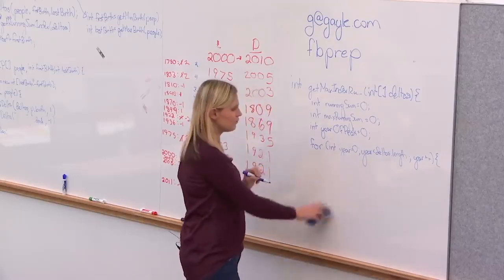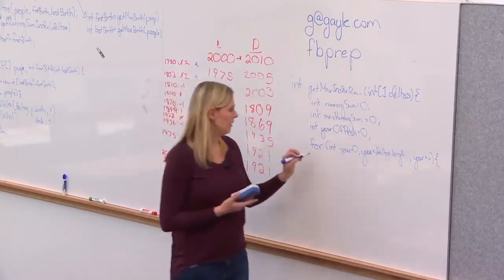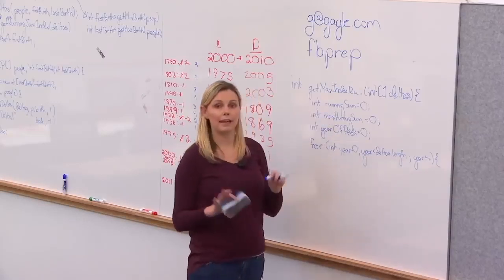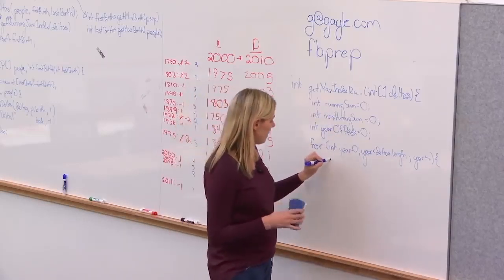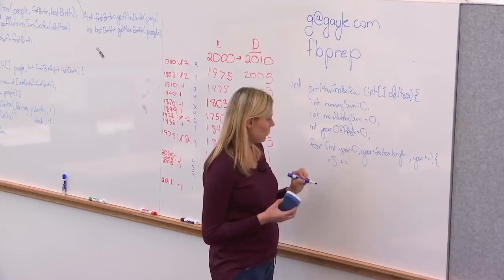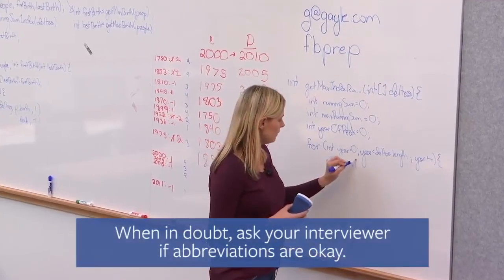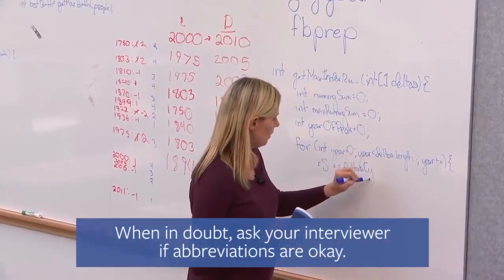So first thing I want to do is add the running sum. And you know what? This running sum thing is a pretty long word. I've already written it once. I've already demonstrated, hey, I get it. Good variable names matter. I'm just going to abbreviate. So increment the running sum. So that means deltas of year.